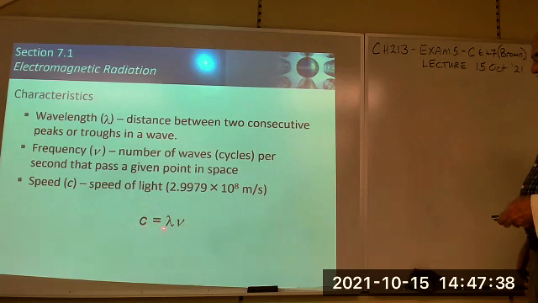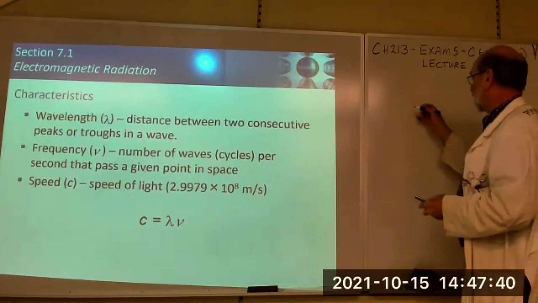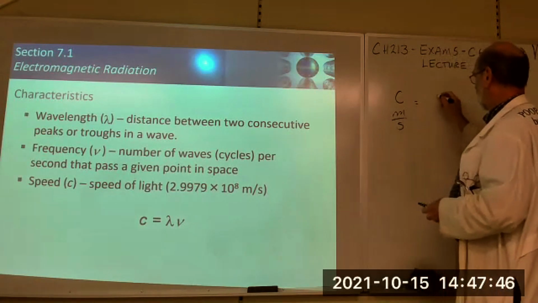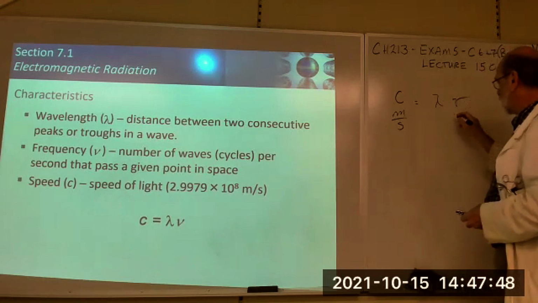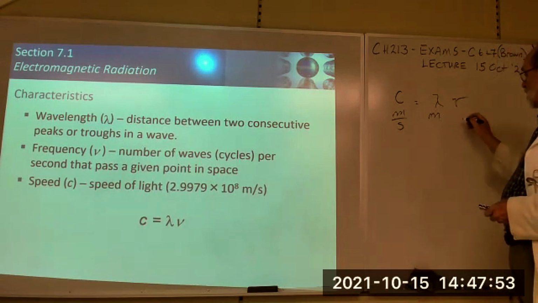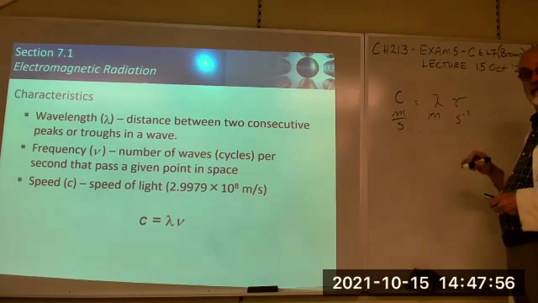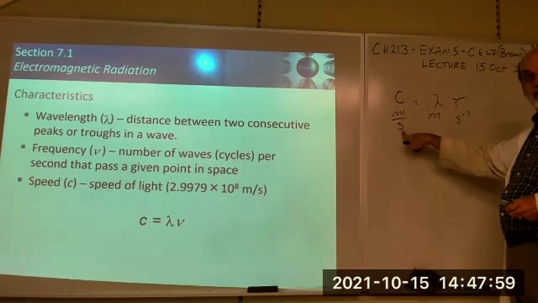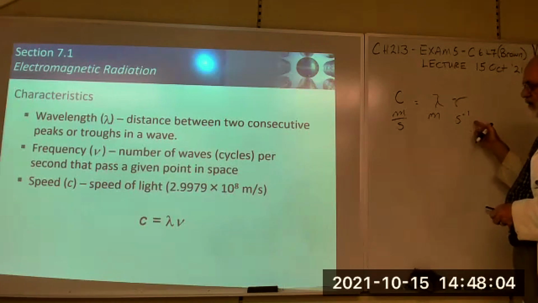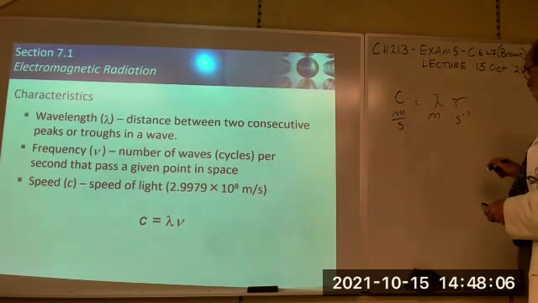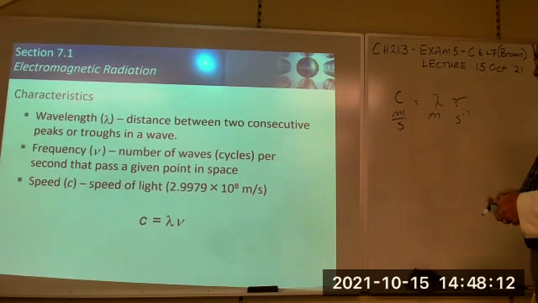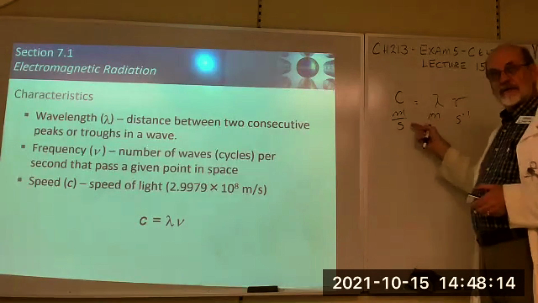And that means that if c is in meters per second, then lambda has to be in meters, and nu has to be in reciprocal seconds, right? Because it's in the denominator over here. So that's the way we write s to the minus 1. But we also have another expression for this one, and it's coming up in a minute. We need to define what that means. I'm just saying these are SI units.